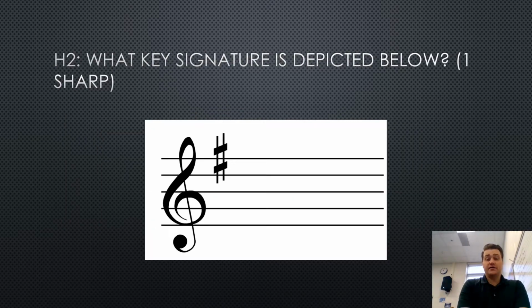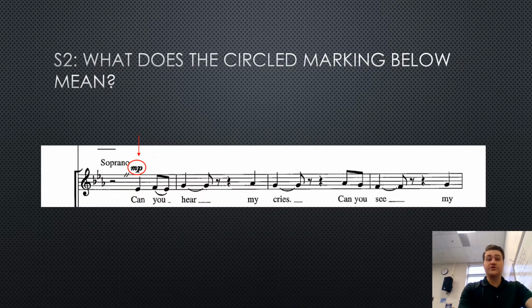Question number 8. What key signature is depicted below? It has 1 sharp. So we have a treble clef, and then we have 1 sharp. What does that tell us about the key signature? Question number 9. What does the circled marking below mean? What does this marking mean?